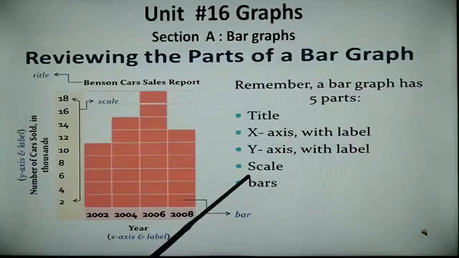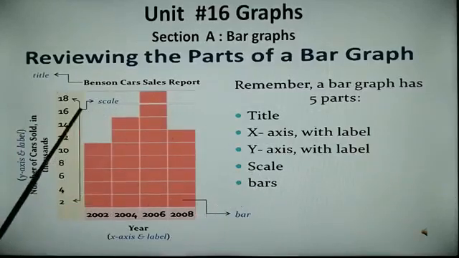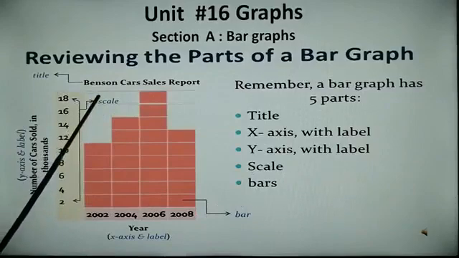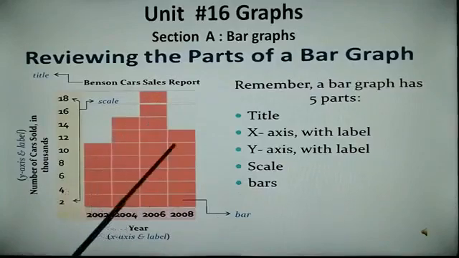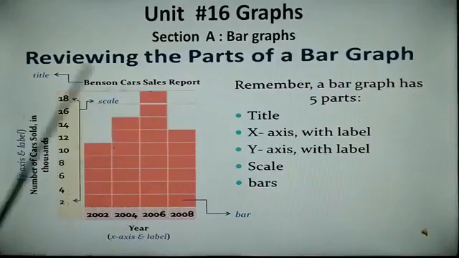Next part, it is scale. Scale means how much each one is mentioned. And the fifth part, bars. These are the bars. So these are the parts of a bar graph. Okay.